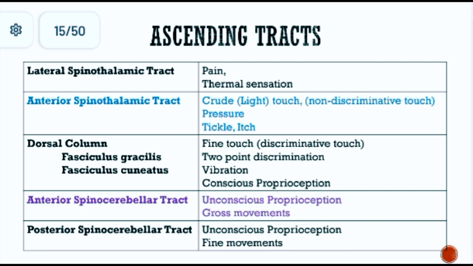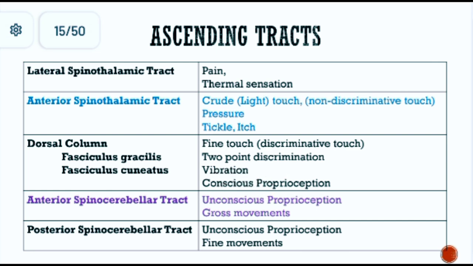Then the ascending tracts also have the anterior spinocerebellar tract. This one is for unconscious proprioception. So you need to understand this one, the anterior spinocerebellar tract: it takes information to the cerebellum. The cerebellum is for unconscious proprioception. Then the dorsal column medial lemniscus pathway takes information to where? To the cerebrum. So that's why it's called conscious proprioception.